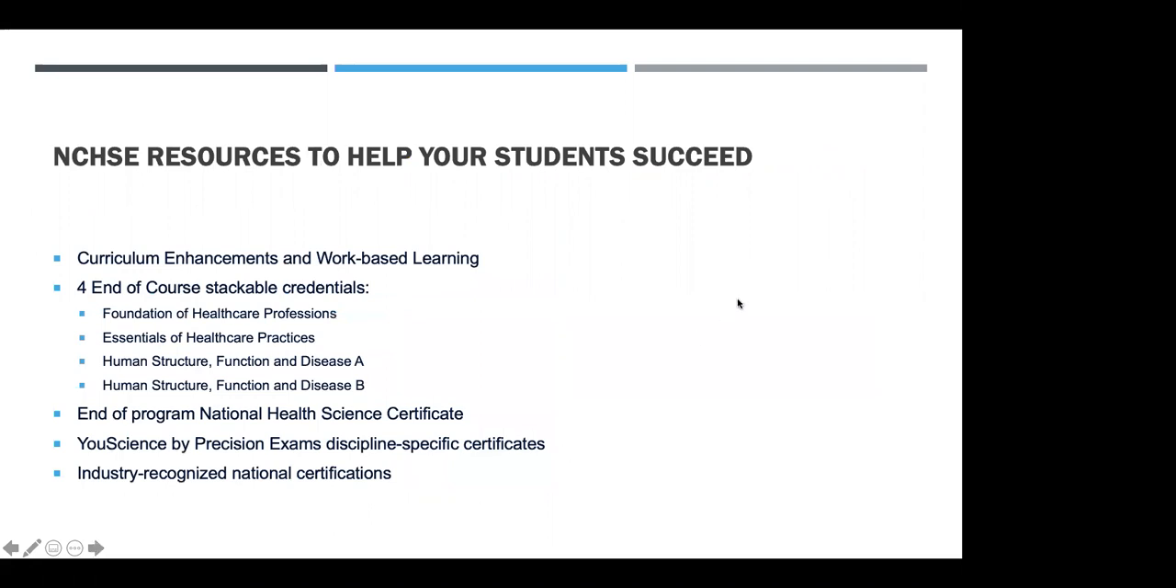Other resources that Nishi offers: Nishi has some curriculum enhancements, things to help boost your curriculum if you need help, and some experiential learning opportunities, some suggestions, and so forth. And then I listed a number of different credentials that you can take all along the way to make sure that your students are picking up the knowledge that they should in preparation for that final industry-recognized national certification, which is the last bullet on the slide. It's actually not a Nishi resource, but I listed it here because it's part of the credentialing steps. Nishi offers 4 end-of-course stackable credentials, and they're listed here. They also offer an end-of-program certificate, so at the end of each course and then at the end of the program.